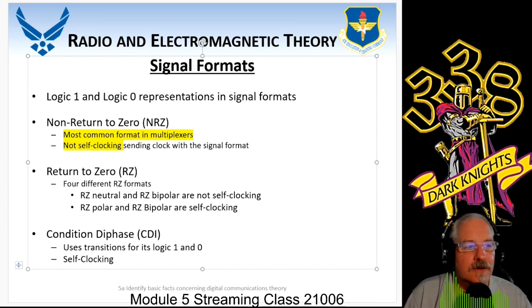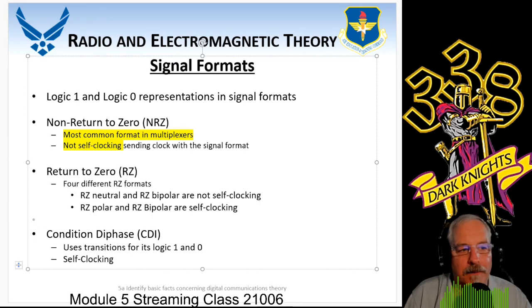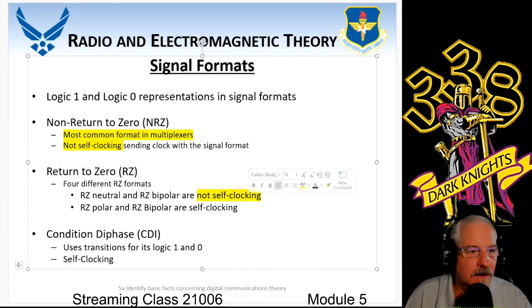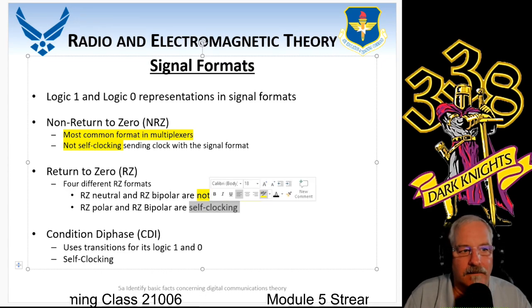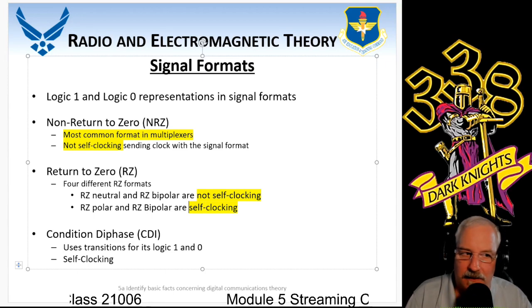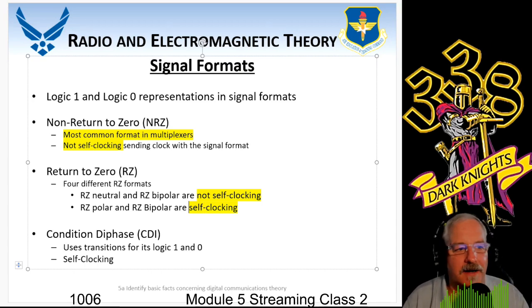You've got return to zero. There's 4 different types to this one. You've got RZ neutral and bipolar. These are not self-clocking. What does that mean? I've got to send a timing signal with it. These two are self-clocking, and I don't have to send a timing signal with it, which means that I'm free to make it faster if I need to.